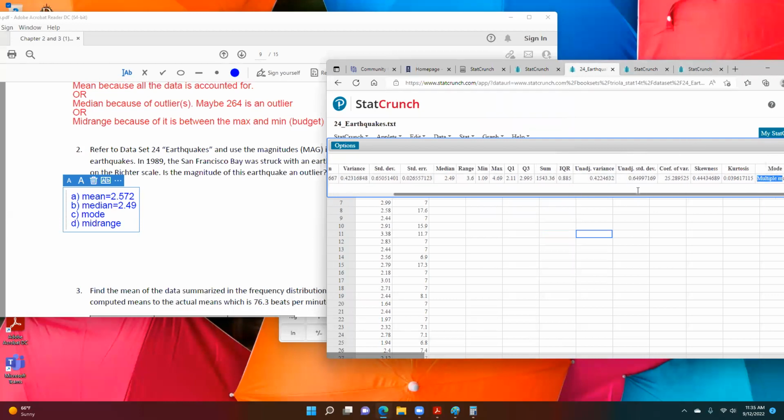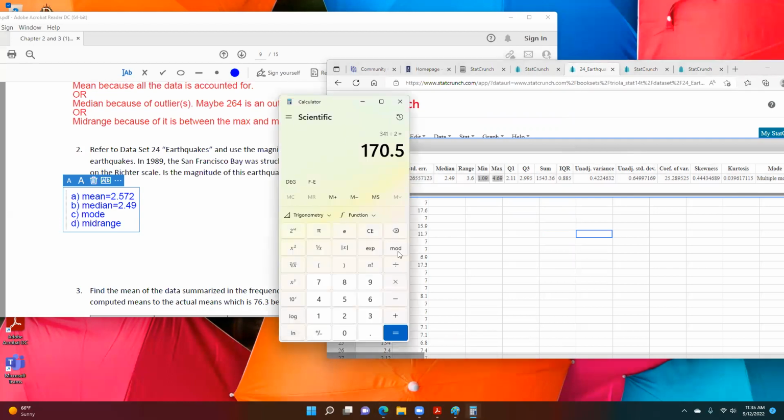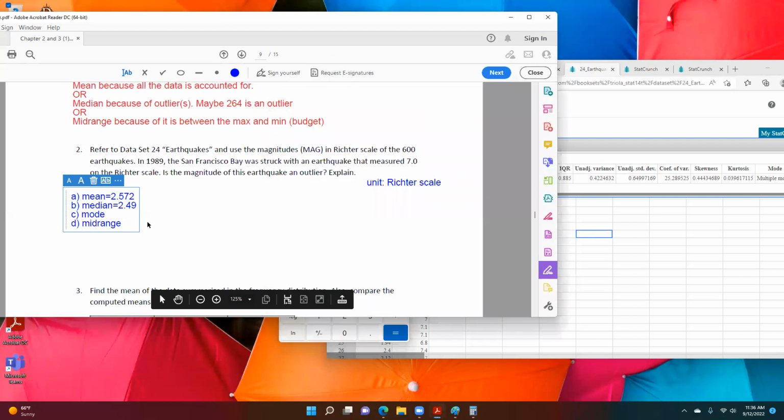So we have to figure out what the modes are here. But before we find the mode, let's figure out the mid-range first. The mid-range is the middle of the minimum and maximum. So what you need to do here, class, is add your minimum and your maximum: 1.09 plus 4.69, and then divide this by 2. So it's 2.89. So the mid-range is 2.89.